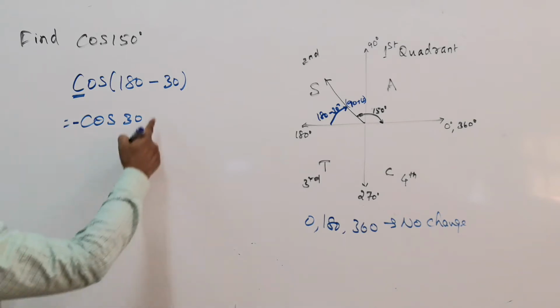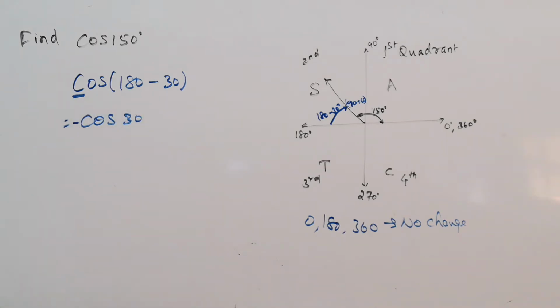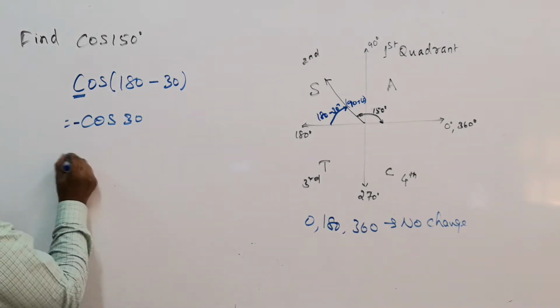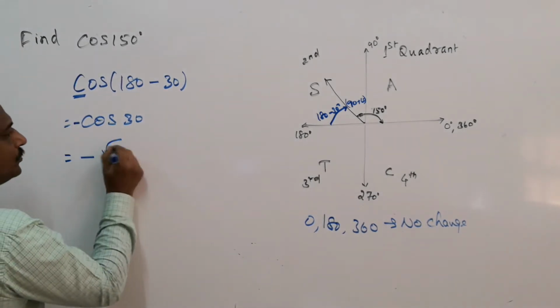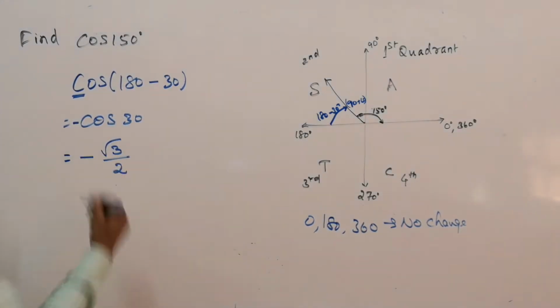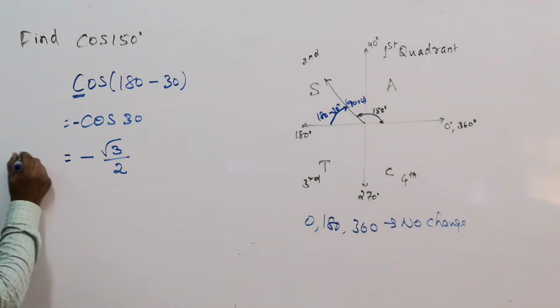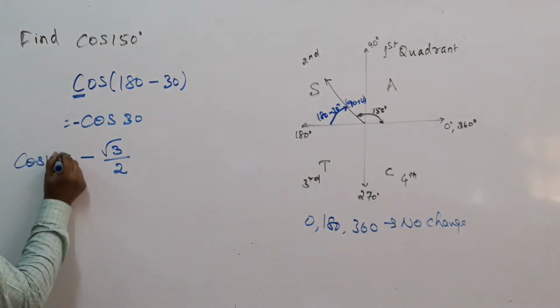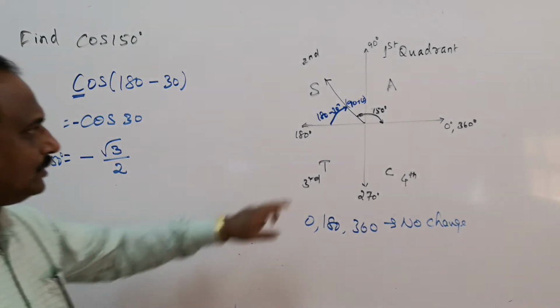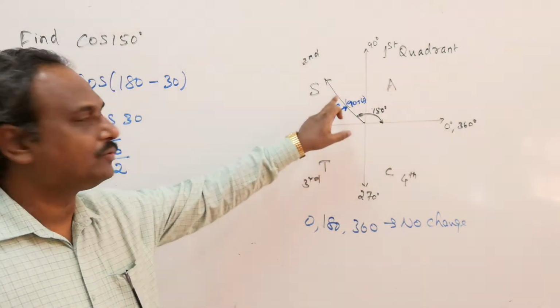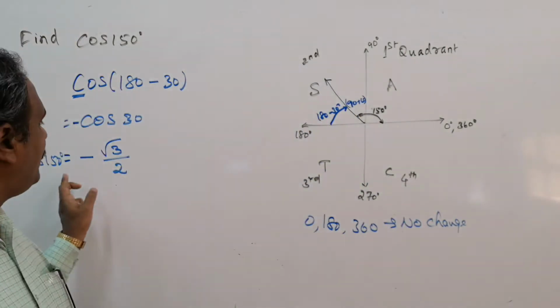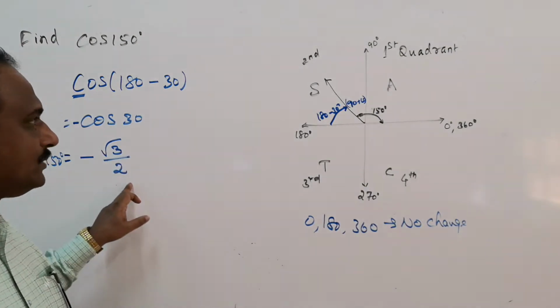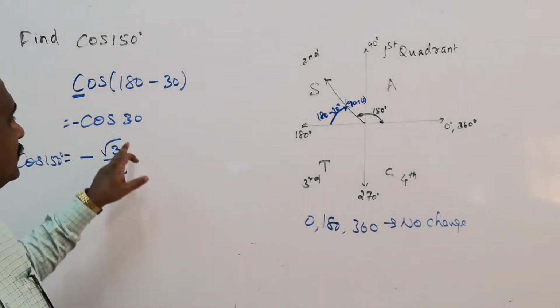Now we are having the table value for cos 30. What is the table value for cos 30? This is root 3 by 2. So cos 150 is minus root 3 by 2. Why? Because this is in the second quadrant. So cos will be negative, and the value is that of cos 30 degree, so this is root 3 by 2.